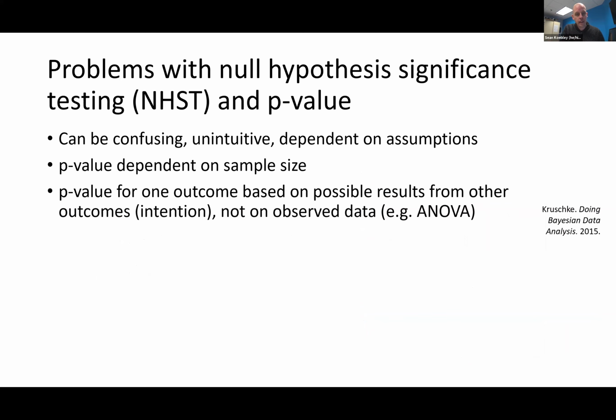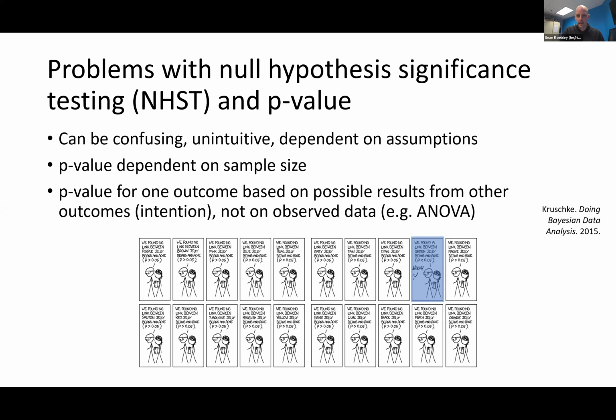Another kind of weakness of the p-value is that it's one outcome based on the possible results from other outcomes, the intention. So there's this whole cloud of possible outcomes that is implicit when you read a p-value. It's not really based on the observed data, which is a bit of a complicated concept. But I think the one that kind of drives it home for me is an ANOVA test. If you get a p-value of less than 0.05, well, it doesn't really make sense to base your p-value just on that single test, because your testing intentions included the sphere of all those possibilities, all those different colors that you were testing.